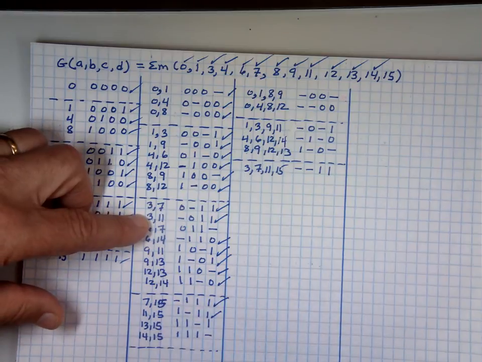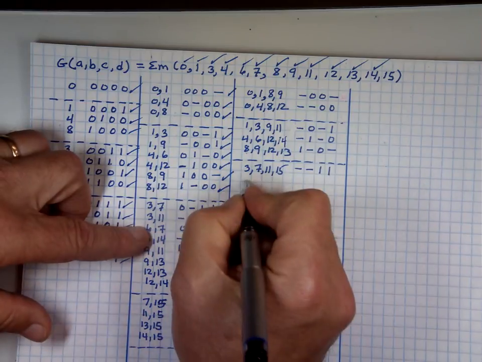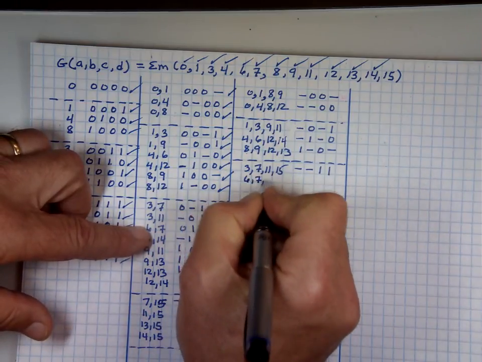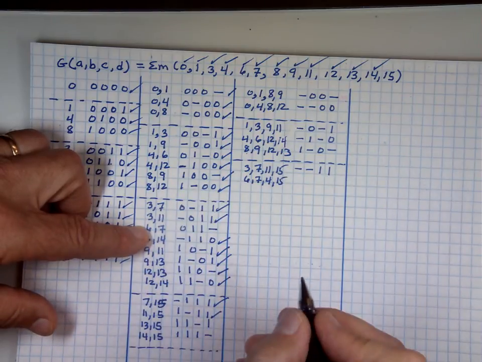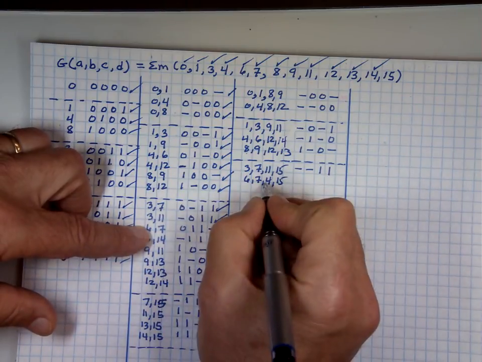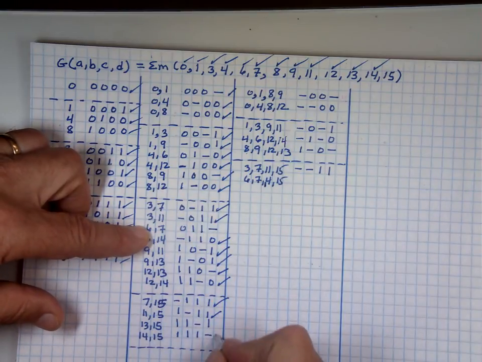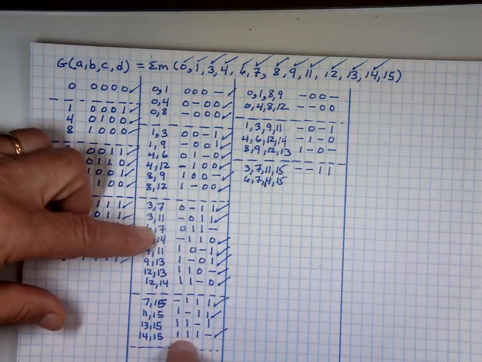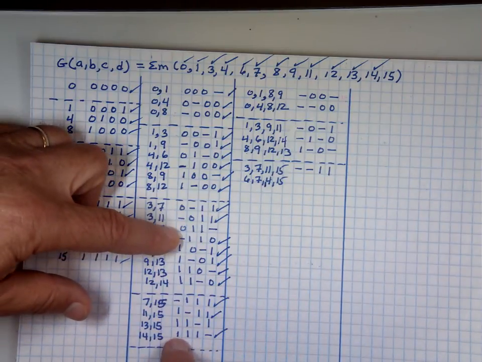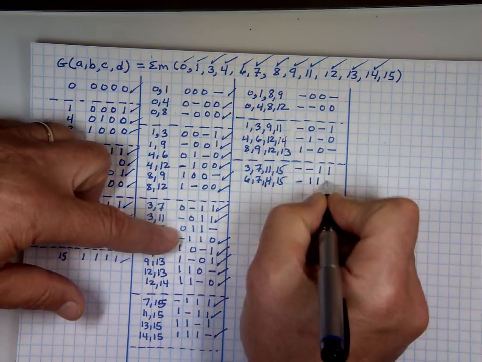6 and 7, 14 and 15. Or 14, 15. 14, not 4. 14 and 15. Just got to remember that's 14. Hopefully when I copy that I don't screw up. 6 and 7, 14 and 15. Dash 1 1 dash. Check mark next to 6 and 7.